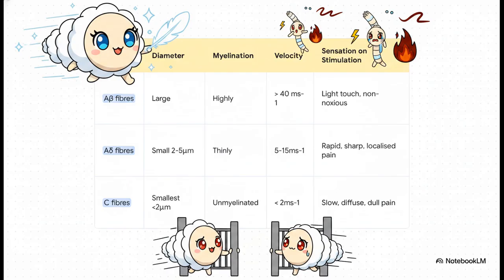You can think of your sensory nerves like a highway with different speed lanes. You've got the A-beta fibers in the express lane. They're huge, wrapped in lots of myelin insulation, and they are super fast. They carry gentle information, like light touch. Then you have the A-delta and C fibers. They're in the slow lanes. They're much smaller, less insulated, and they carry the pain signals. This difference in speed? Well, that's absolutely crucial. It's the key to this whole puzzle.